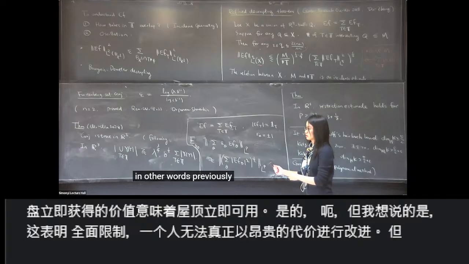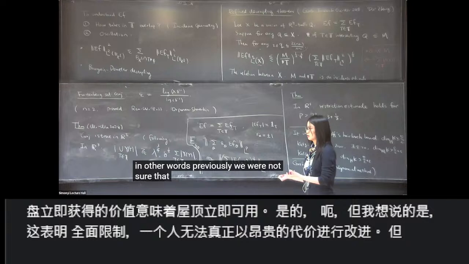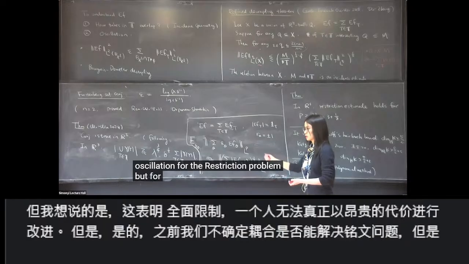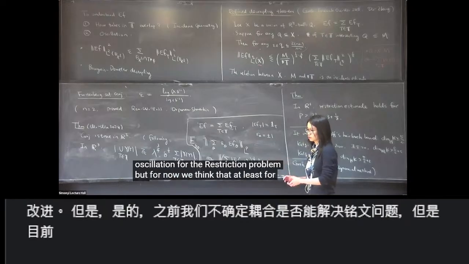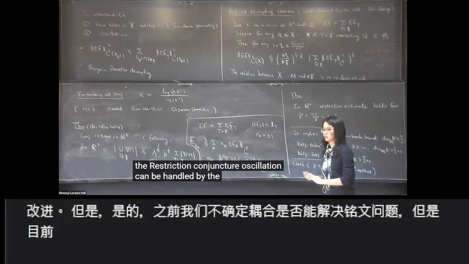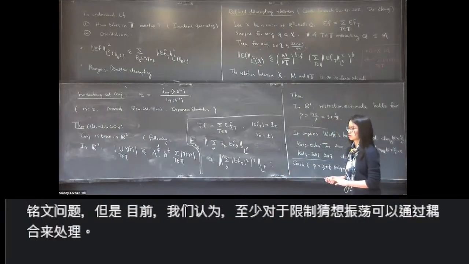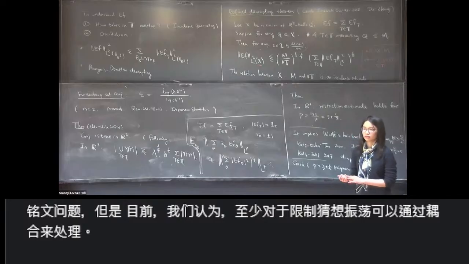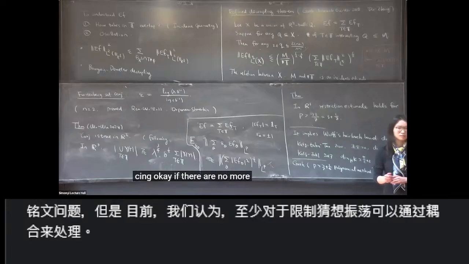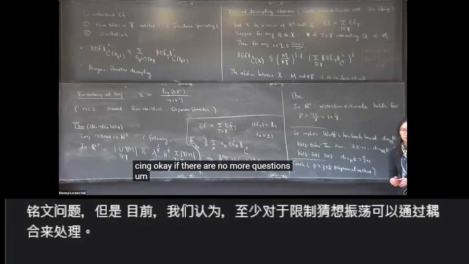In other words, previously we were not sure whether decoupling handles oscillation for the restriction problem. But for now, we think that at least for the restriction conjecture, oscillation can be handled by decoupling. Okay, if there are no more questions, let's thank Hong again.